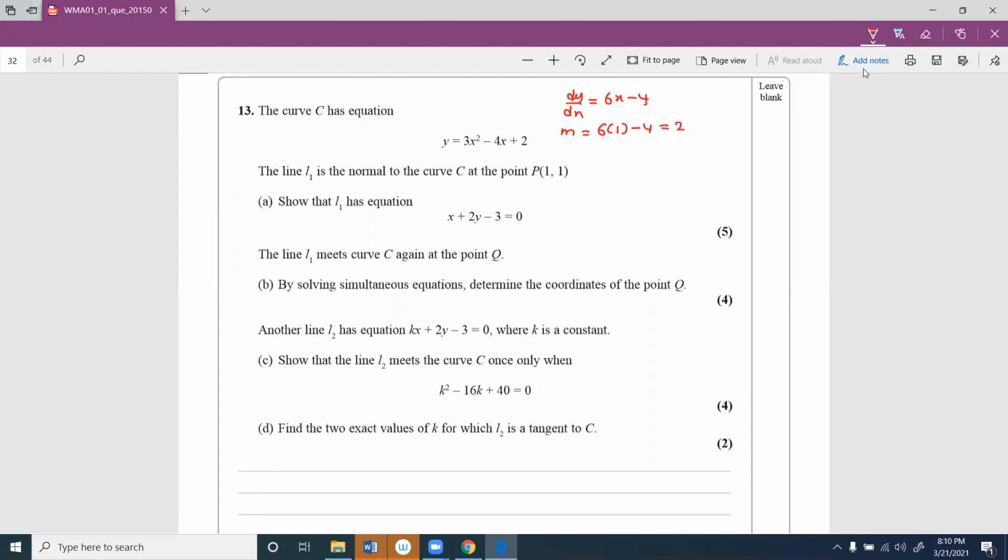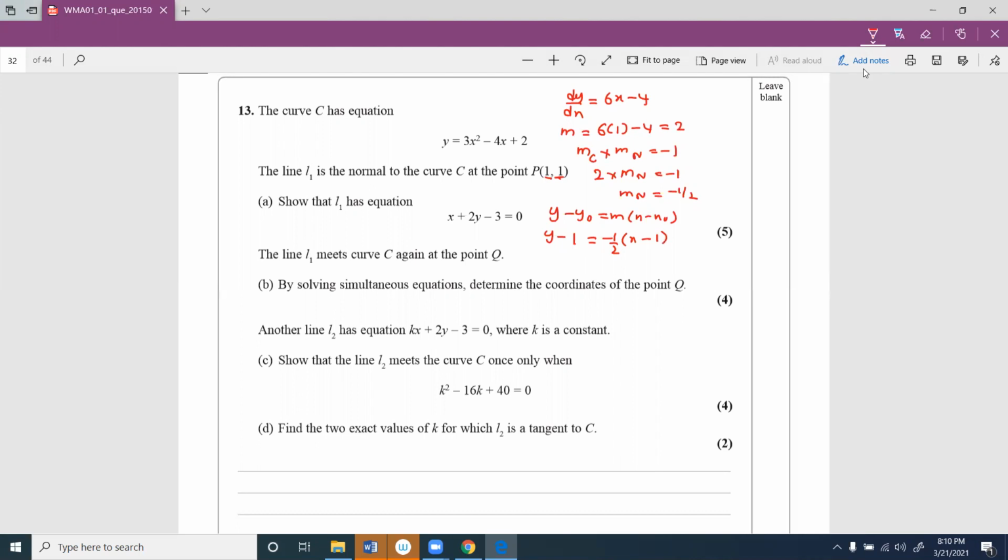Now this is the gradient of the curve. Then we know that the curve's tangent and the normal are perpendicular to each other, so the product of gradients is minus 1, therefore 2 times the gradient of the normal is minus 1. So the gradient of the normal becomes minus 1 over 2. Now we know the gradient. Then we can put y minus y naught equals gradient times x minus x naught. That is y minus y naught, because it's passing through (1, 1), equals minus 1 over 2 times x minus x naught, which is 1. If you simplify this, you can get this answer.